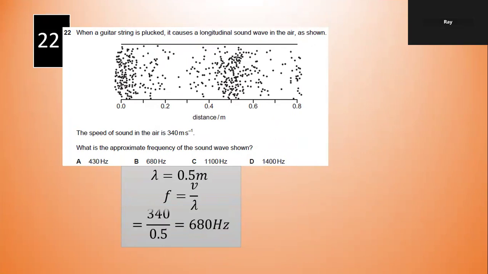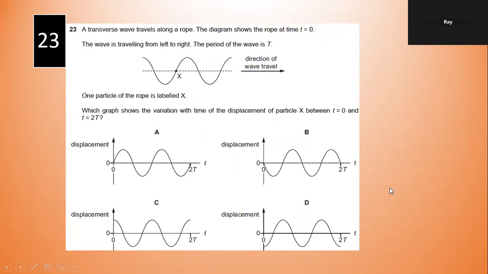Happy with the answer, this one? 22? Or you want me to explain? You got B, okay. Because one wavelength, right? One wavelength from compression to compression or rarefaction to rarefaction. Then you just use frequency equals speed over lambda. Okay, how about this one?